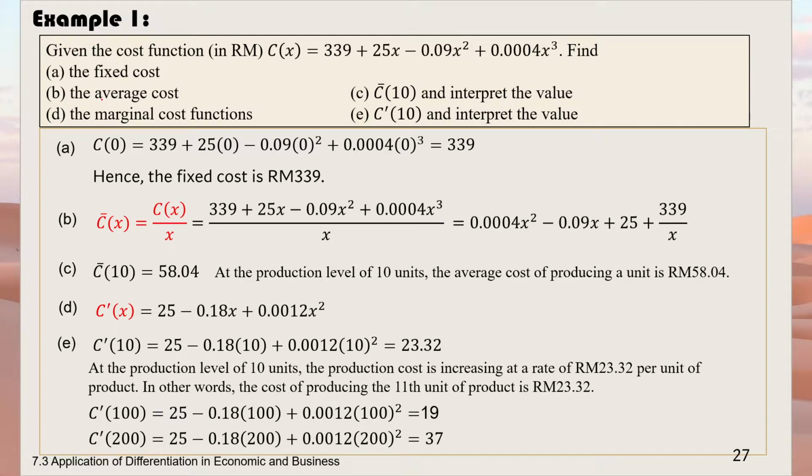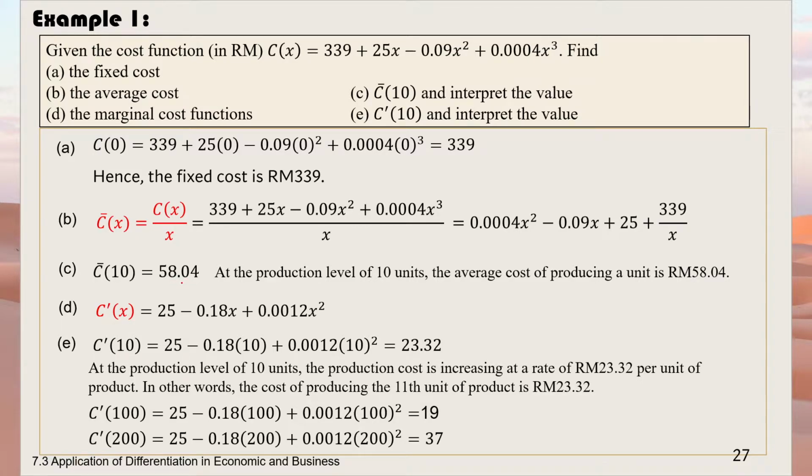And then the second one, they're asking for the average cost. So we know that the average cost is C bar(x), which is C(x) over x. So you use this formula, C(x) divided by x, and you will get this one. And then the next question, they ask you for C bar(10) and to interpret the value. You just substitute the 10 inside here, and then you get 58.04.